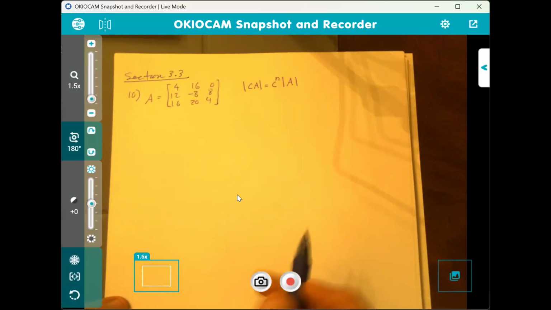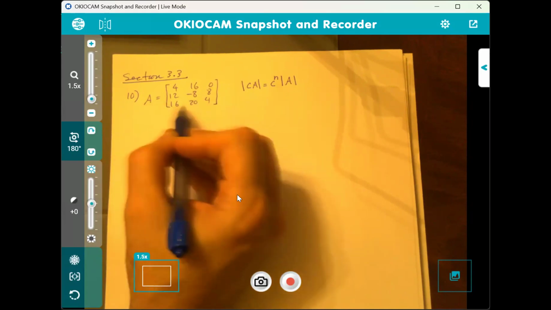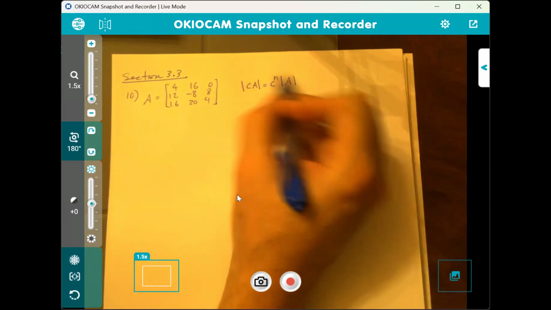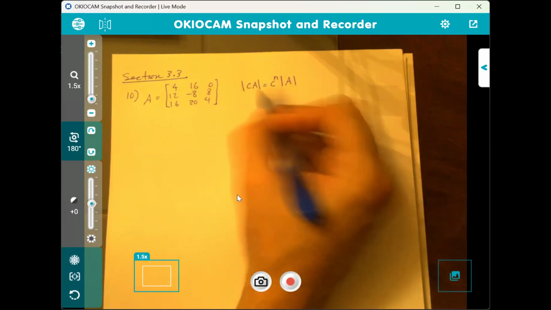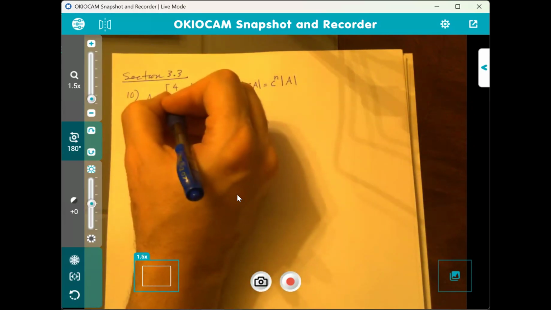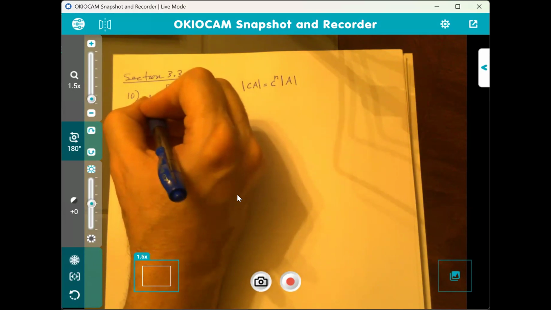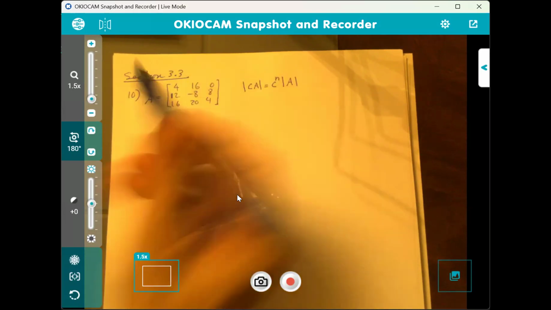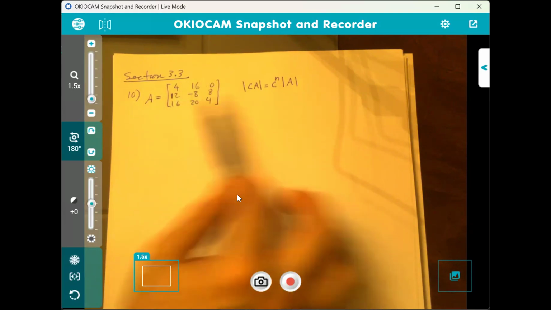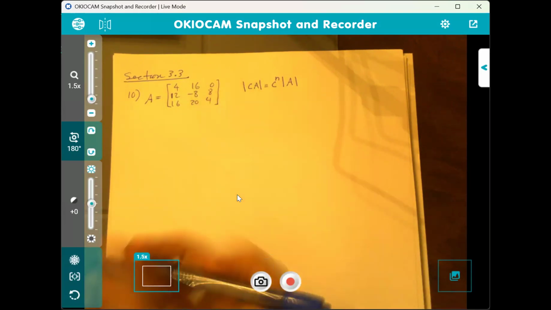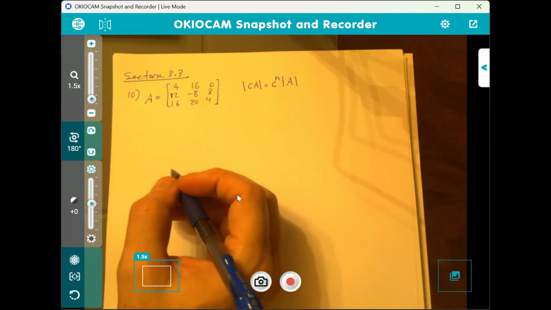I've copied number 10. Here's matrix A, and we want to verify this. We want to find the determinant of A using this way. So I'm not going to go to SymbolLab, for example, or the other matrix program to find this determinant. Let's do it the way they're asking us to do it. So what do I need to do?